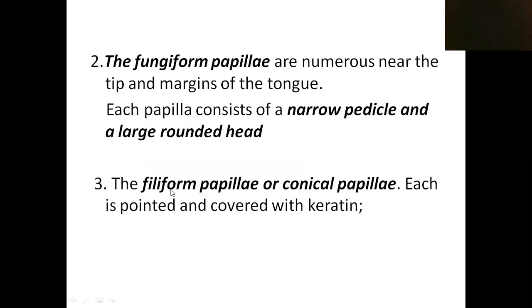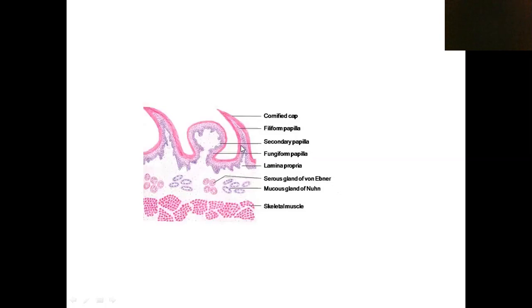Then the third type, filiform papillae, or conical shaped papillae. Its apex is covered with stratified squamous keratinized epithelium. Only in this area can we see the keratinized epithelium. The remaining area of the oral cavity is lined with either stratified squamous non-keratinized or para-keratinized epithelium, but here the apex is covered with stratified squamous keratinized epithelium.